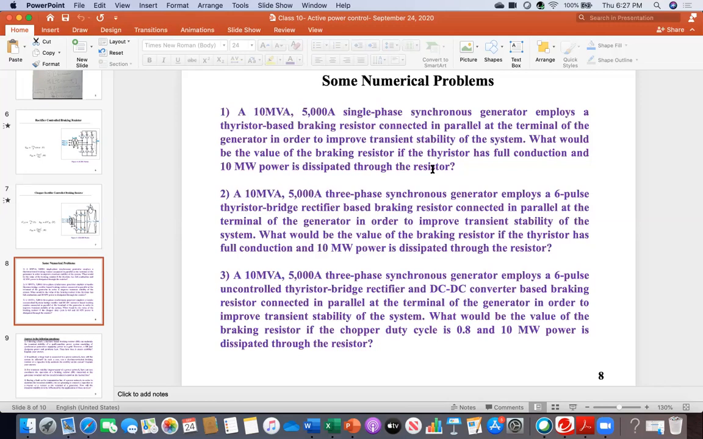Now everybody read number 2, and in this case, again the same question. What would be the value of the braking resistor? But which equation to pick up for question 2? Read question 2, then pick up the appropriate equation and solve the problem.